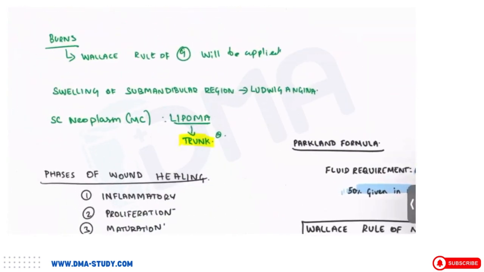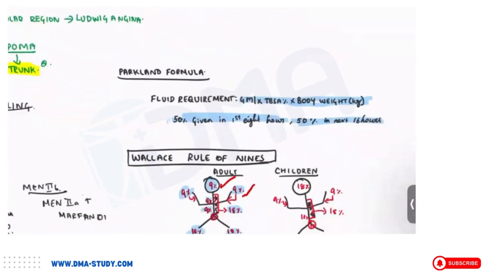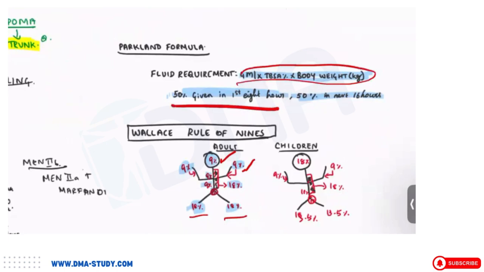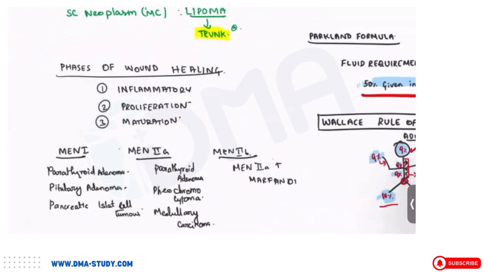And speaking about the Wallace rule of 9, we use it for fluid management in burn patients. We do the fluid management by the Parkland formula: 4 ml into TBSA into body weight. From that we can calculate the ml. Among that, 50% should be given in the first 8 hours and 50% in the next 16 hours.